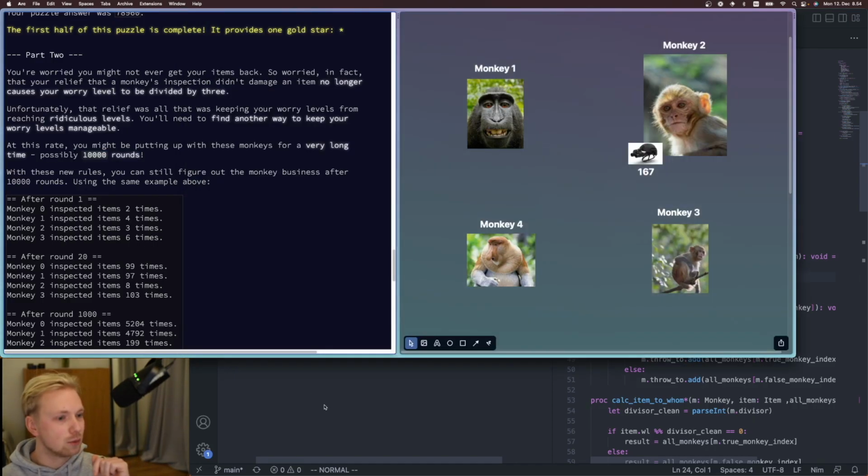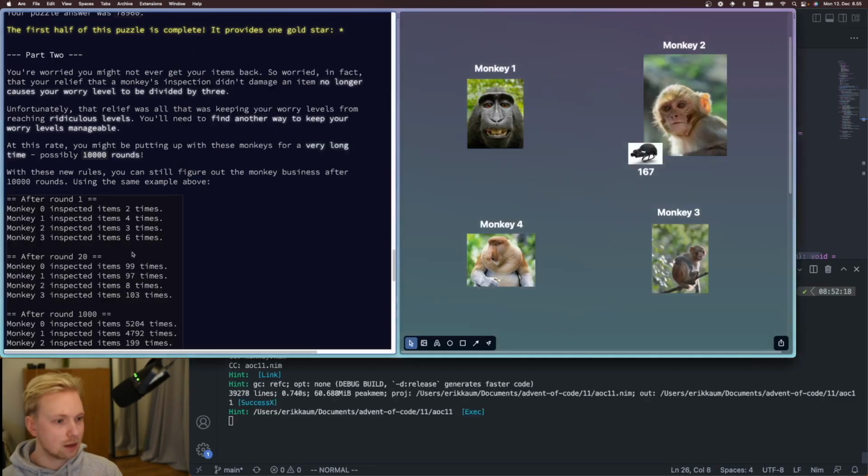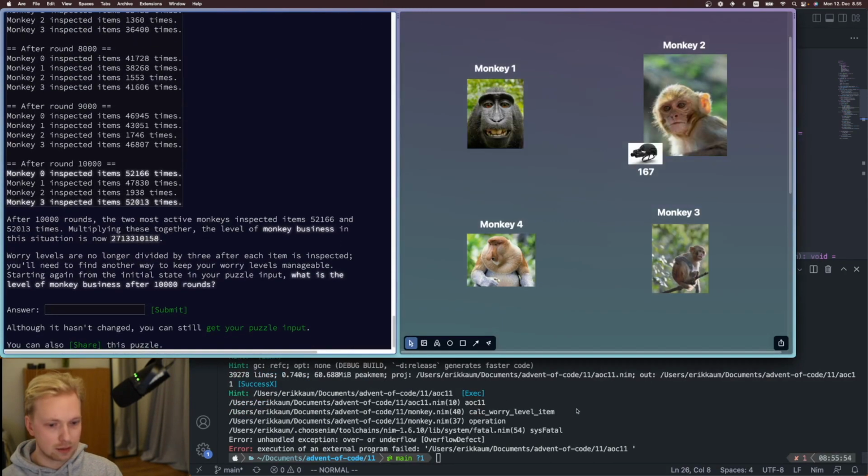And then we are playing 1,000 rounds. So let's have a look at that. And then let's not calculate manually or look manually which is the highest. So let's see what we get.